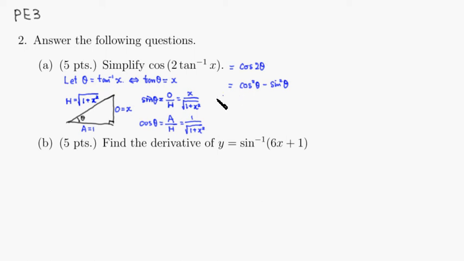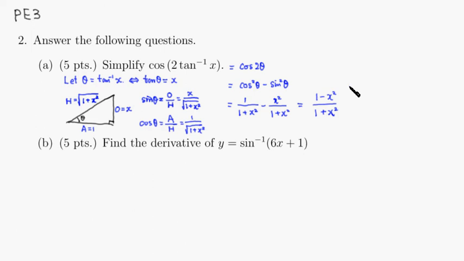Then we can plug in what we already know. Cosine of theta is 1 over the square root of 1 plus x squared, so if you square that, you get 1 over 1 plus x squared. The square root is gone. Minus sine is x over the square root of 1 plus x squared, so you have x squared over 1 plus x squared. We can combine that to get 1 minus x squared over 1 plus x squared. So that's part A.